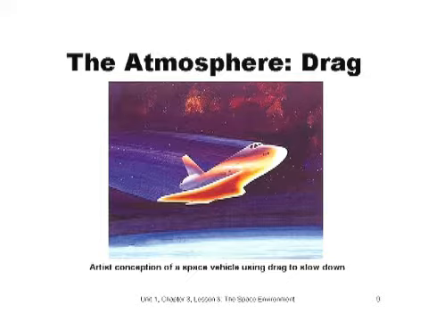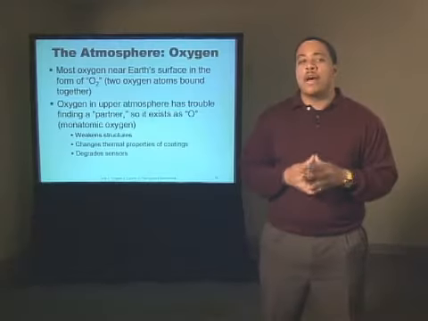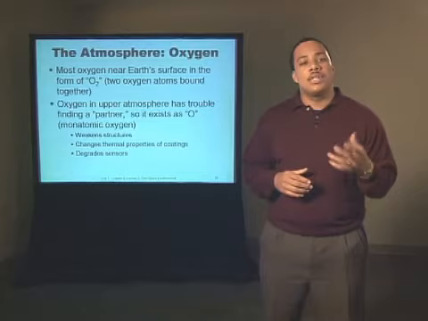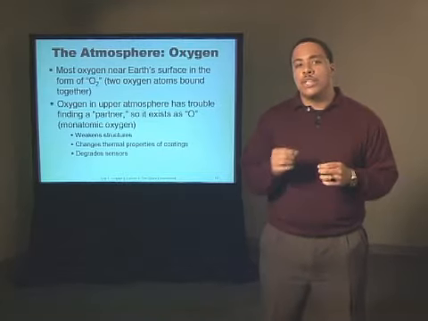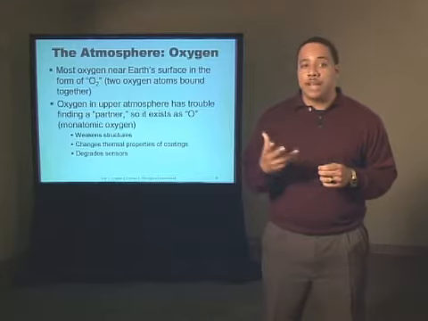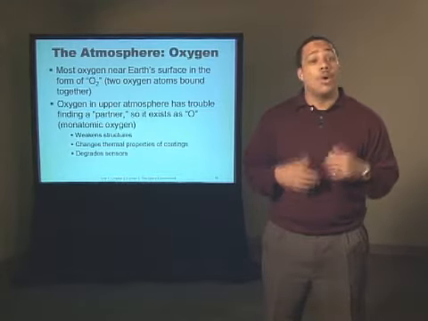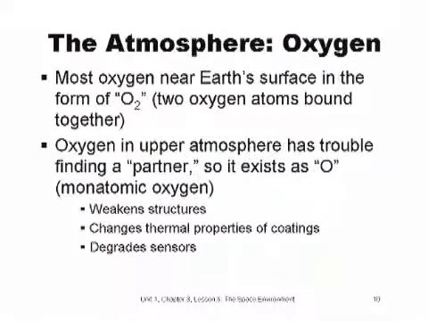Now let's look at another part of the atmosphere that affects the spacecraft. We've just talked about atmosphere as one of the elements of a space environment. We also know the water we drink is made up of 2 hydrogen atoms and 1 oxygen atom, or H2O. But most oxygen near Earth's surface is in the form of 2 oxygen atoms, or O2.